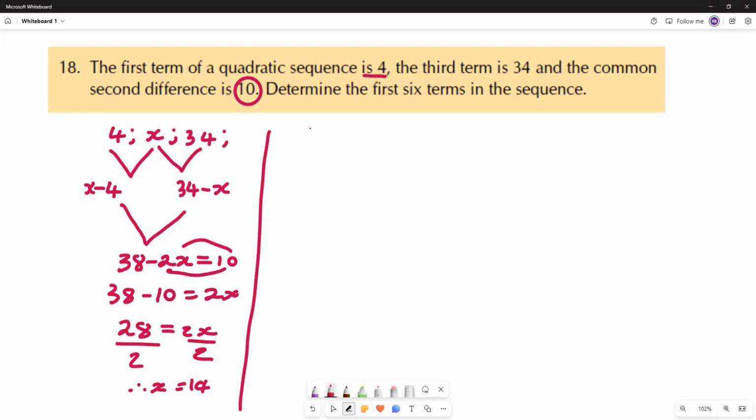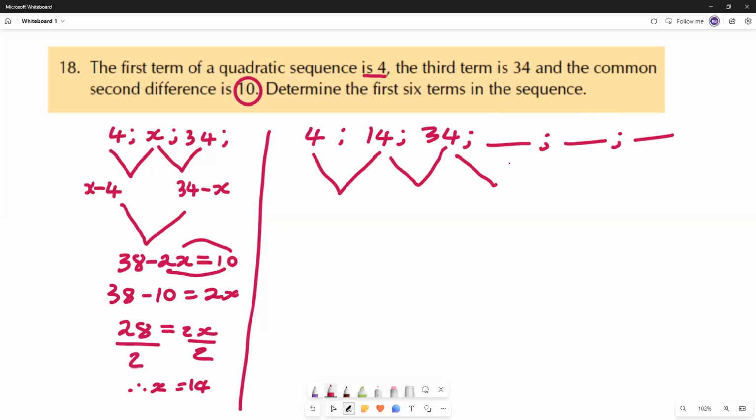So you have 4, you have 14, you have 34. You just need one more, and then you have your first 6 terms. So you're just going to do this, ladies and gents. It's a very easy thing to do. I'll show you now.